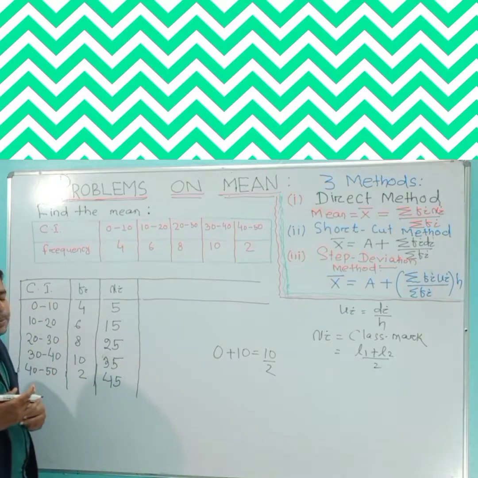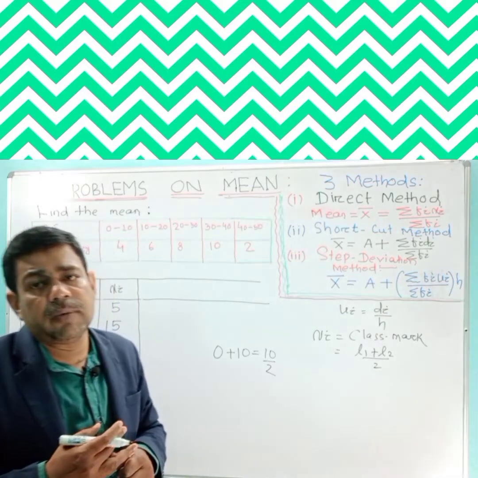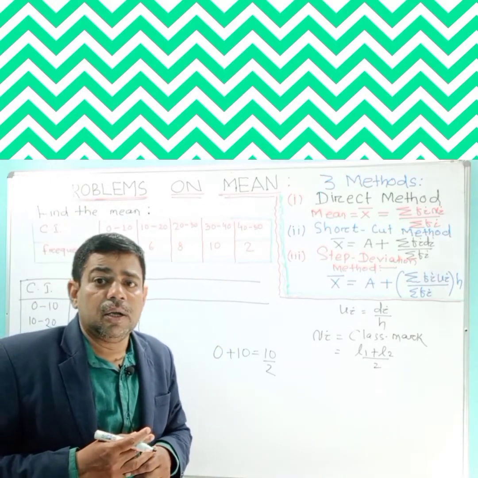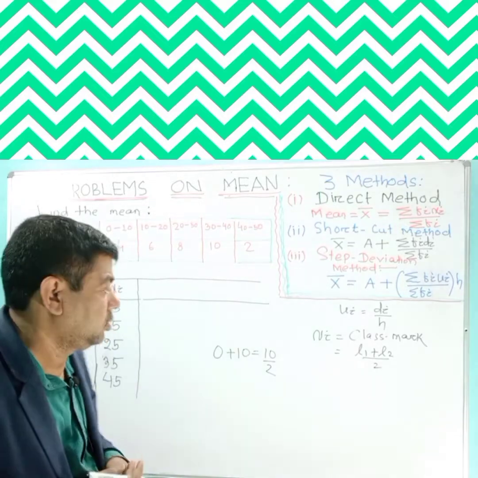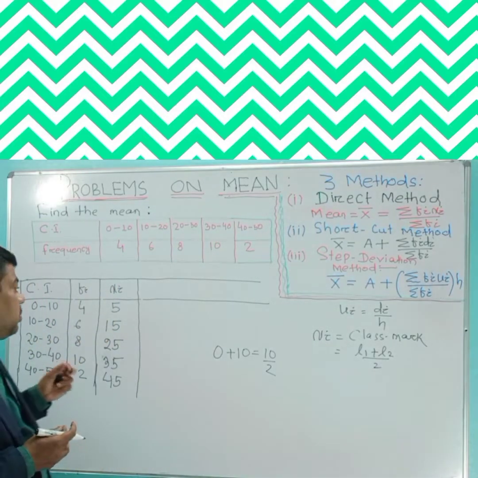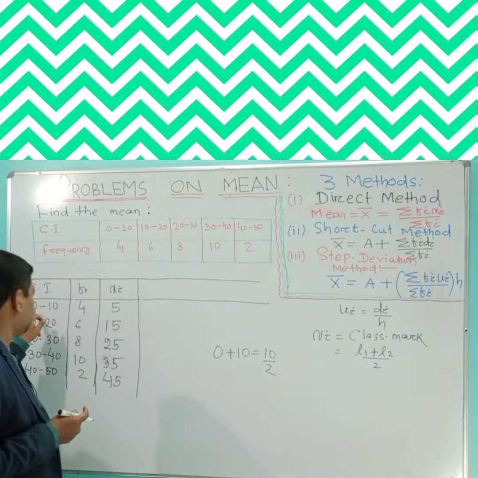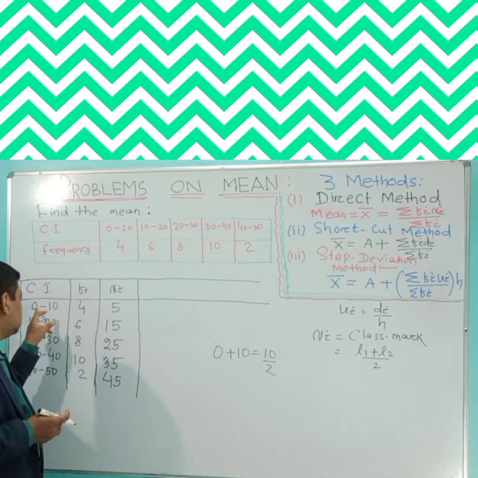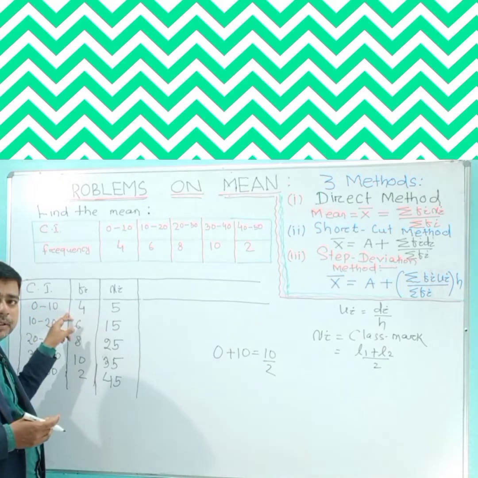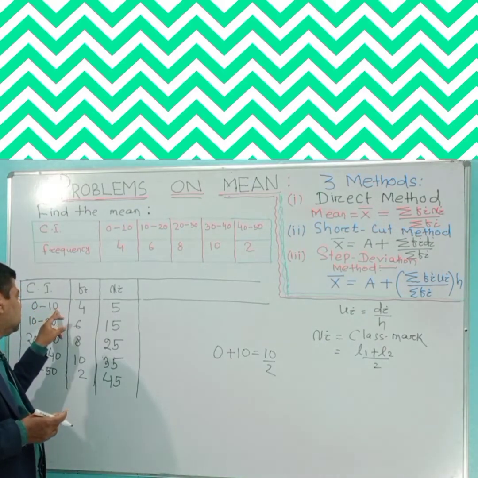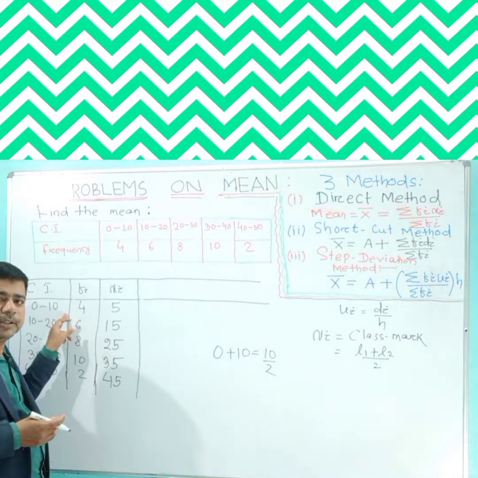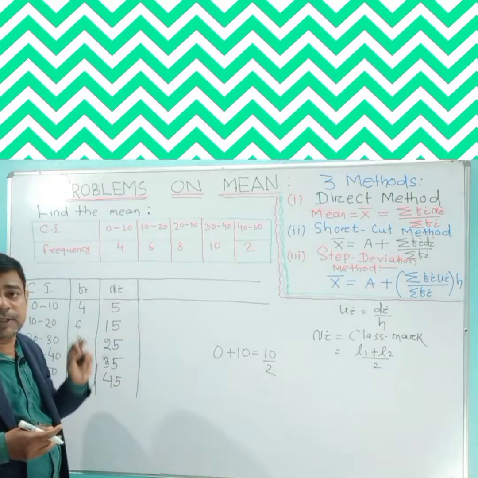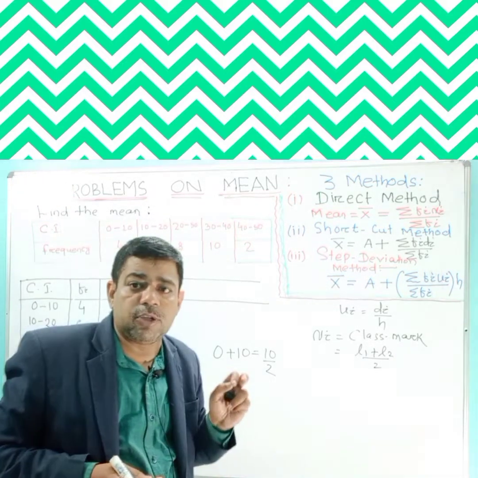In this way you can find out the class mark: the sum of the lower limit plus upper limit divided by 2, that is, half of the sum of the lower limit and upper limit of a class interval. Another interesting formula you can also use. Let us find out the class mark of the first interval. Listen carefully. The first class is 0, 10, so lower limit is 0 and upper limit is 10. The class mark of this interval is (0 plus 10) divided by 2, which is 5.